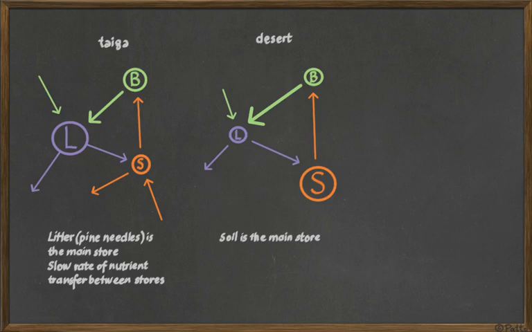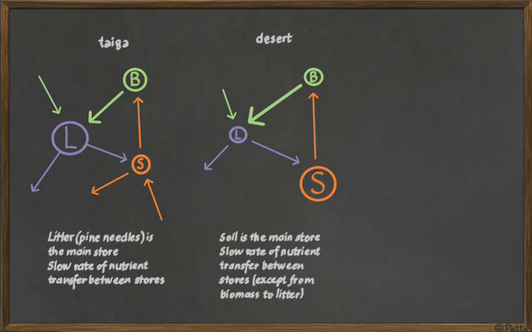And additionally, the turnover between these different repositories is small, with the exception of littering. Littering is quite high because things grow, things die, and they litter. Okay, so you have a low rate of nutrient transfer between stores, with the exception of the biomass to the litter. And finally, our favorite here in Brazil, the tropical rainforest.